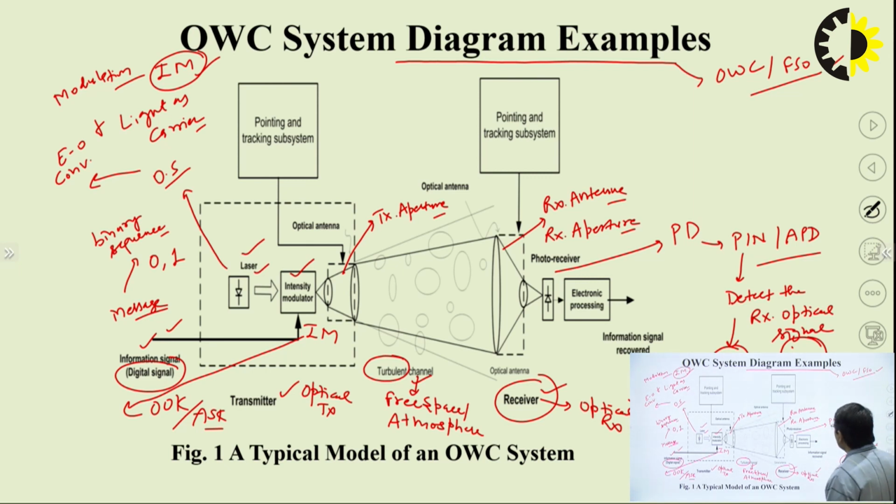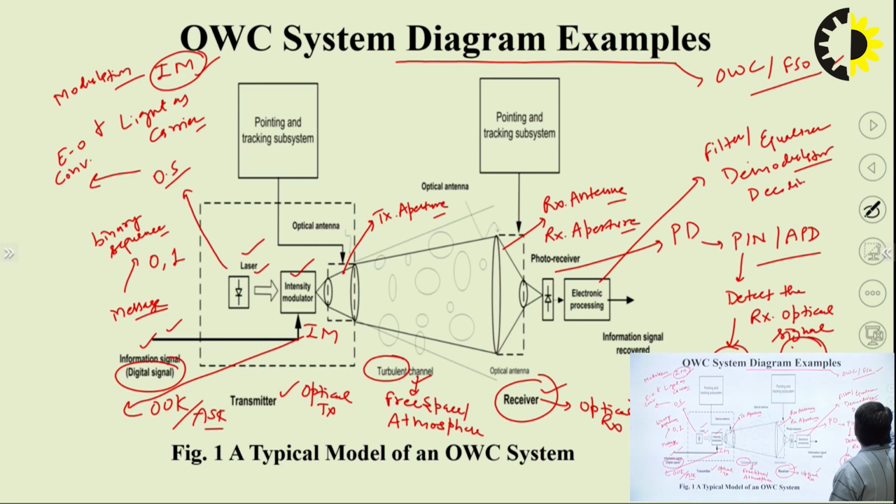And this photocurrent will be used for further electronic processing, that is, here we can use a filter, equalizer, demodulator, conversion from one form to another form, decoding, and conversion into the useful form. So electronic processing will be there.